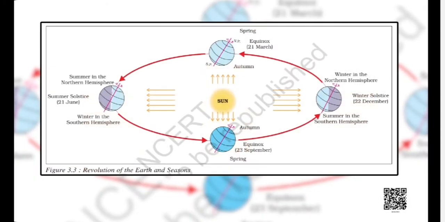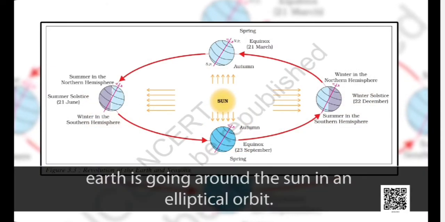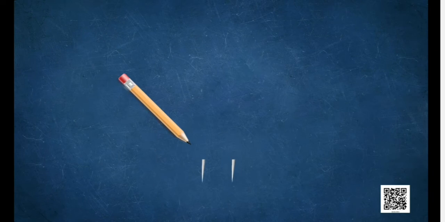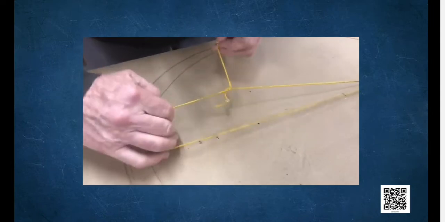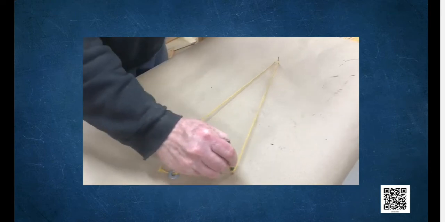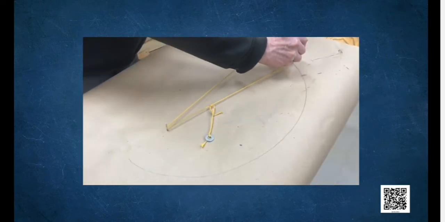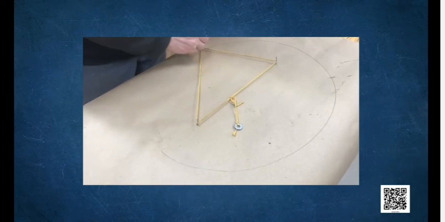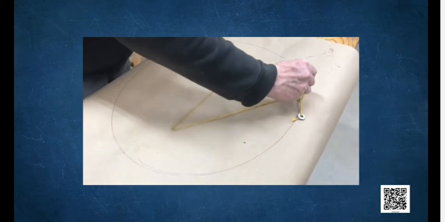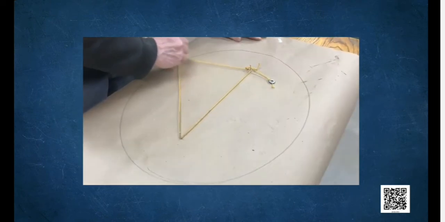In this picture, you can see that Earth is going around the Sun in an elliptical orbit. Do you know how to draw an ellipse? Take a pencil, 2 pins and a loop of thread. Now fix these pins on a paper as shown. Put the loop on the paper, enclosing these 2 pins inside the loop. Now hold the pencil and draw the line, keeping the thread tight and moving the pencil along it. The figure represents an ellipse.